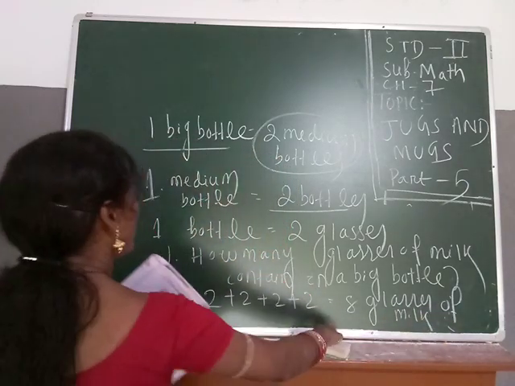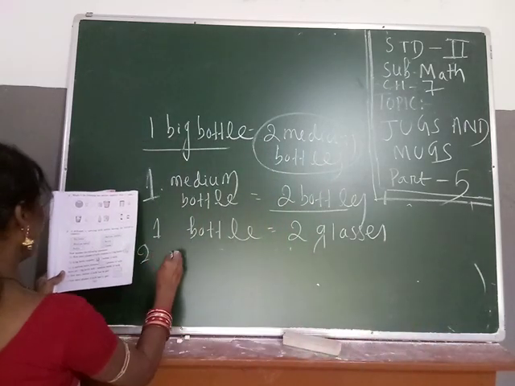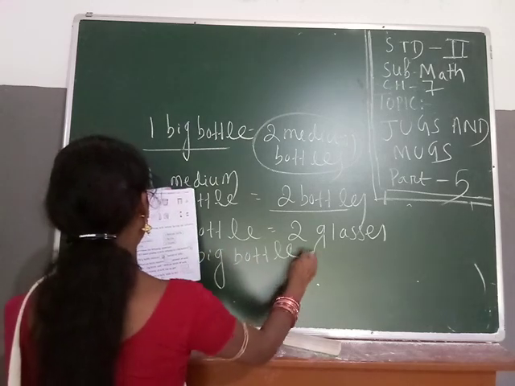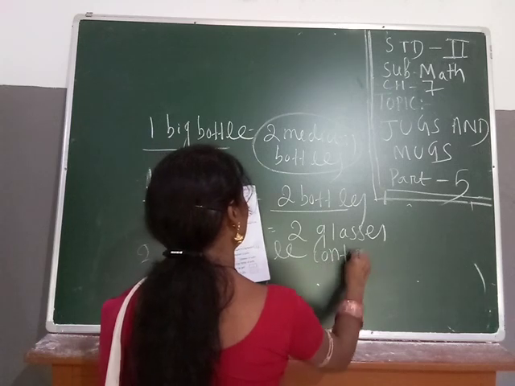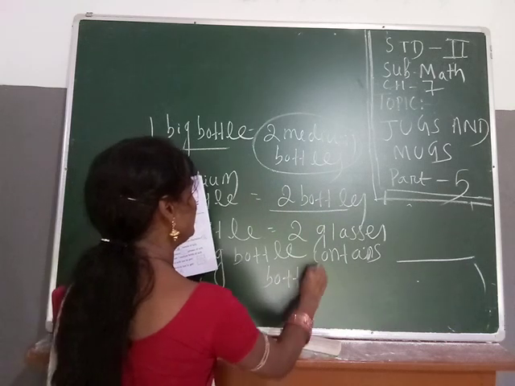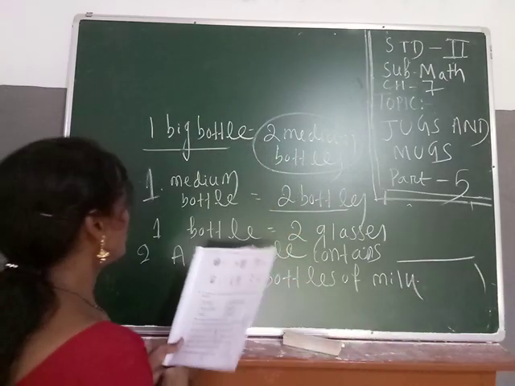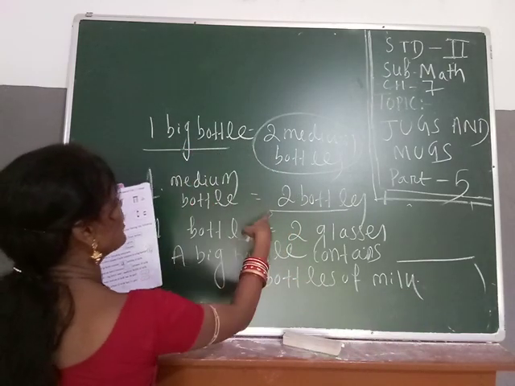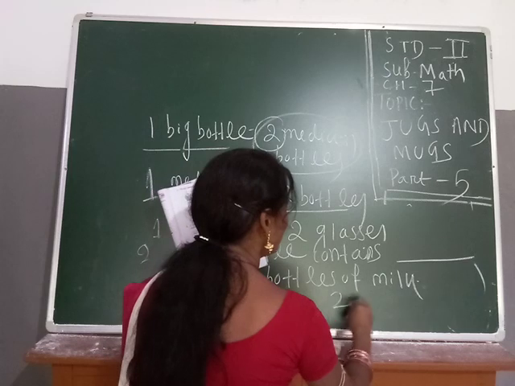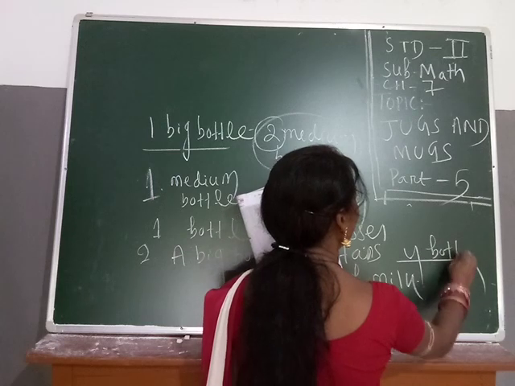Now, second question. Number 2 written: a big bottle contains dash bottles of milk. Students, a big bottle contains dash bottles. In one big bottle that is 2, then one medium that is 2. So that means 2 plus 2, that is 4 bottles of milk.